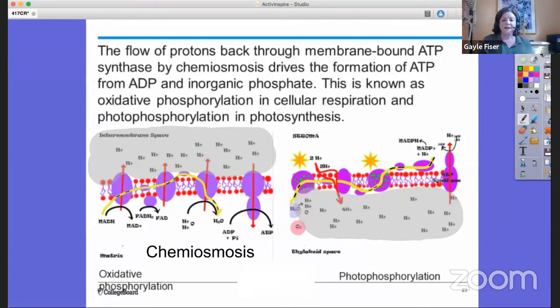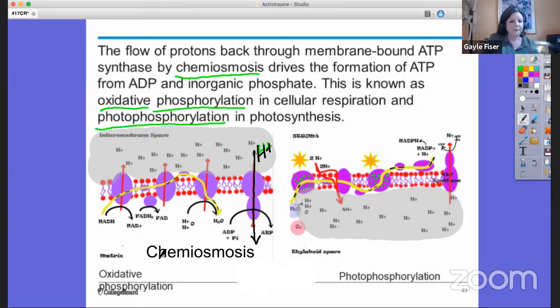All right, so now there's some vocabulary that goes with this process though. The flow of protons back through the membrane-bound ATP synthase by chemiosmosis drives the formation of ATP from ADP and inorganic phosphate. This is known as oxidative phosphorylation in cellular respiration and photophosphorylation in photosynthesis. So let's break apart what some of these words mean. Actually, the osmosis part of this is happening because this hydrogen ion concentration gradient is moving through.